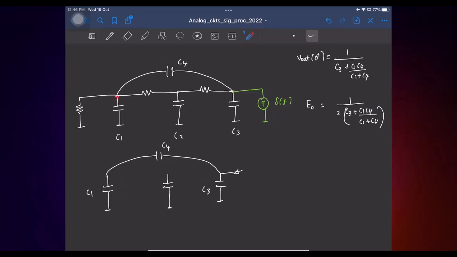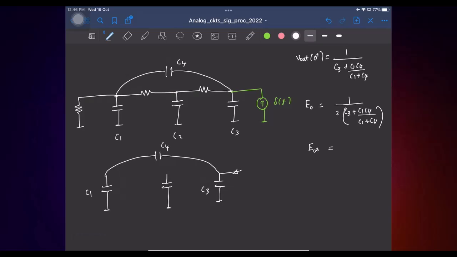This capacitor seems to have a path to discharge to ground. This capacitor also discharges like this. This also discharges like this. So finally, all capacitors will discharge fully, and at infinity it is 0. So what is V out square? The mean square of this output: kT by this effective C, right? Is that fine?